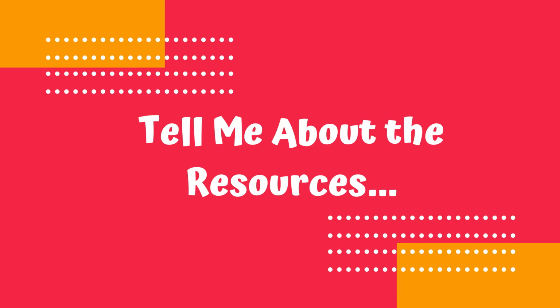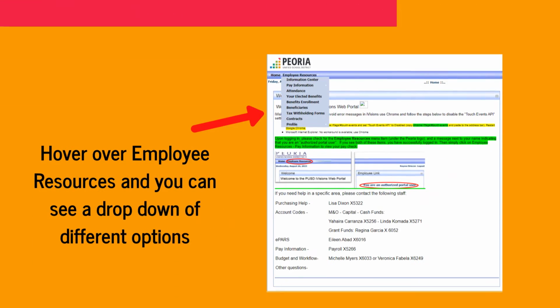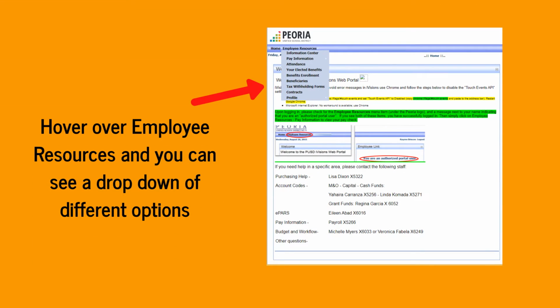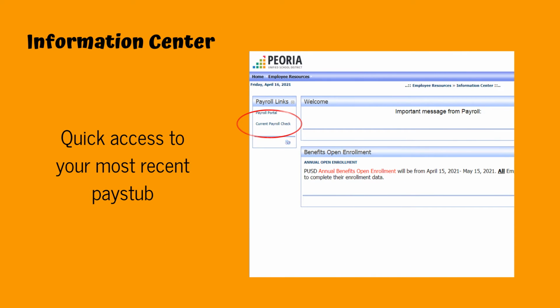Now let's talk about the actual resources that you find on Employee Resources. If you hover your mouse over Employee Resources at the upper left corner, you will see a drop-down of different options. I'm going to briefly go over all the different options in that Employee Resources drop-down. The option at the very top was Information Center. So the most useful thing there for you is that you can get quick access to your most recent pay stub. And you can see that it's right here, current payroll check.